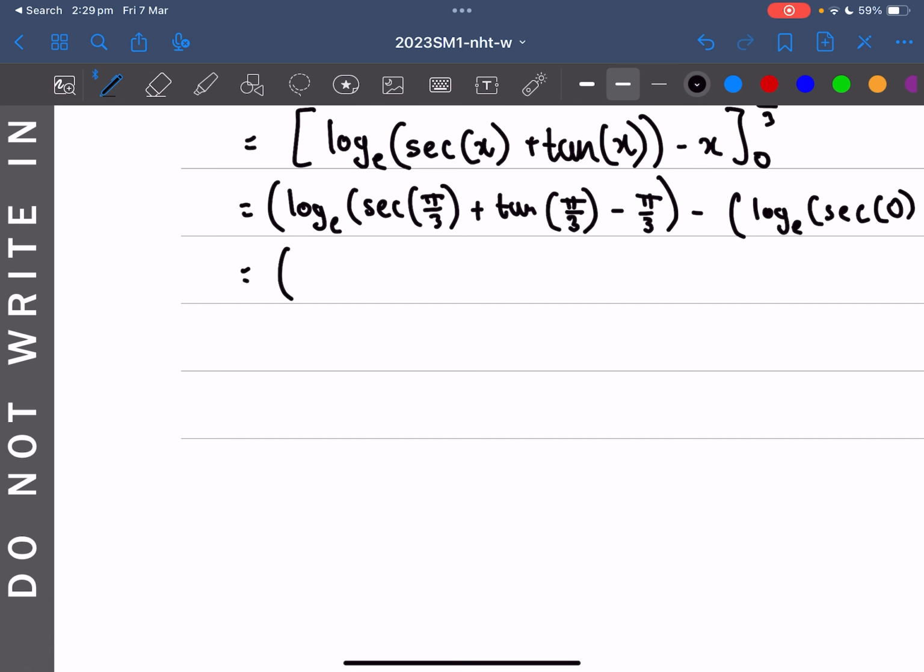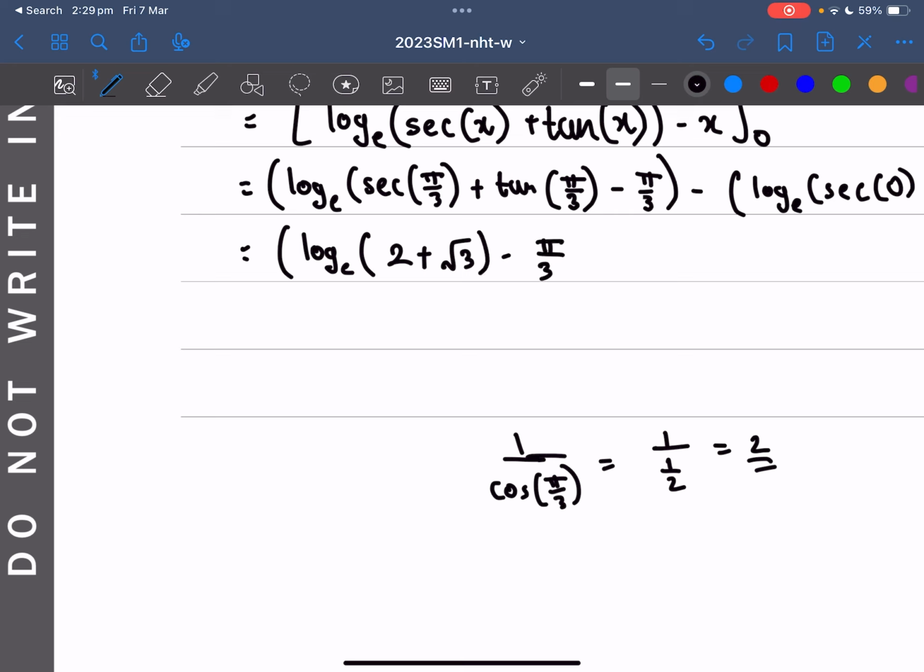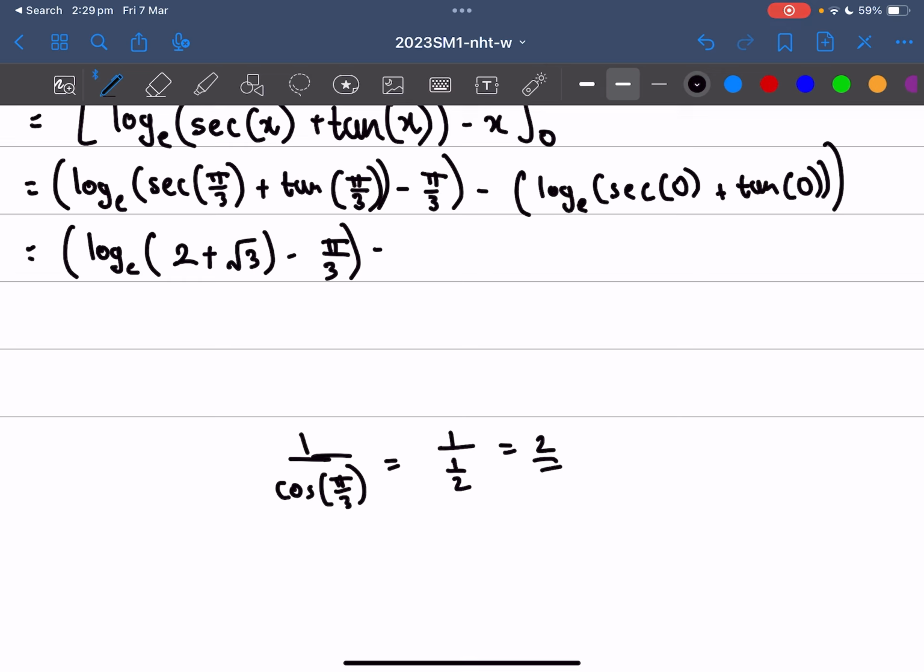All right. So if I were to simplify this, what is secant of pi on 3? That would just be 2, because secant of pi on 3 is equivalent to writing 1 on cosine of pi on 3. That is saying 1 on 1/2. So that is 2. 2 plus, what is tangent of pi on 3, is going to be root 3. Take away that. Maybe I should add another bracket over here actually. All right, and what is secant of 0? That is 1 on cosine of 0, which is just 1. So log base e of 1.